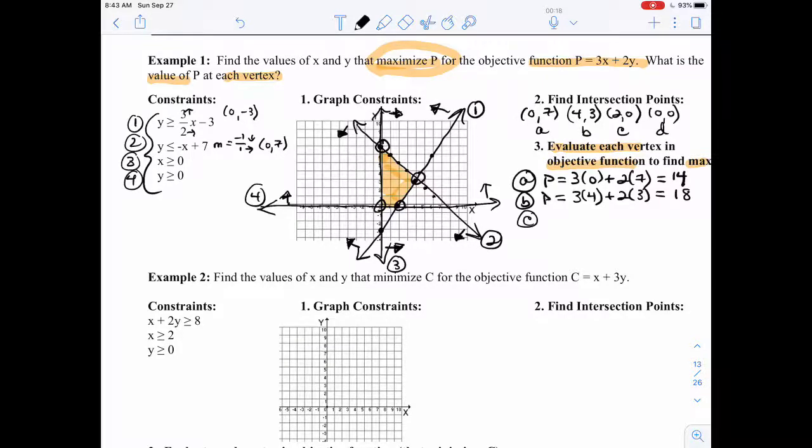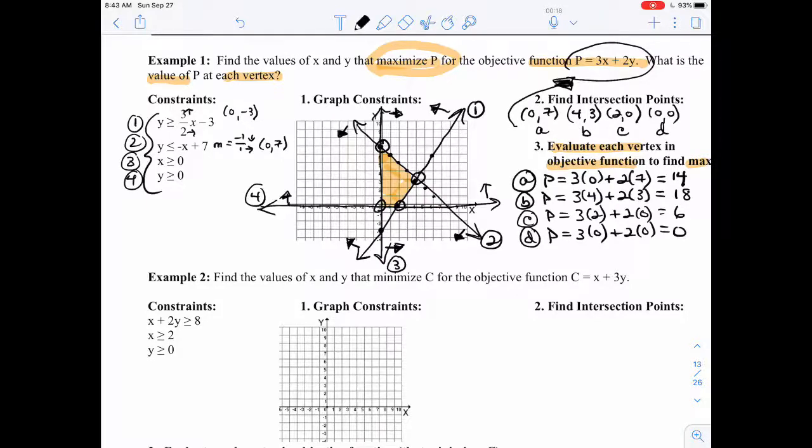For our third point, our profit is 3 times 2 plus 2 times 0, which equals 6. And finally, our fourth vertex, which is (0, 0), when we substitute it into our objective function, 3 times 0 plus 2 times 0 equals 0. Again, we're substituting these points into our objective equation.